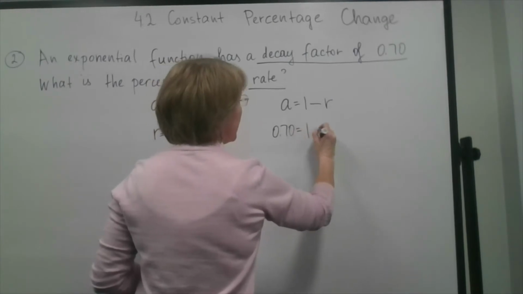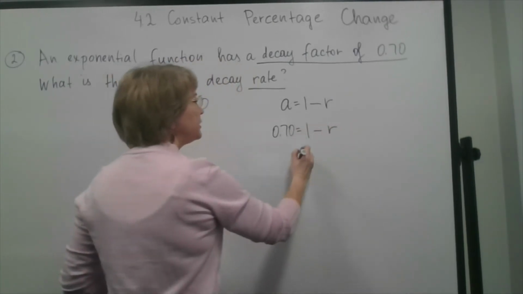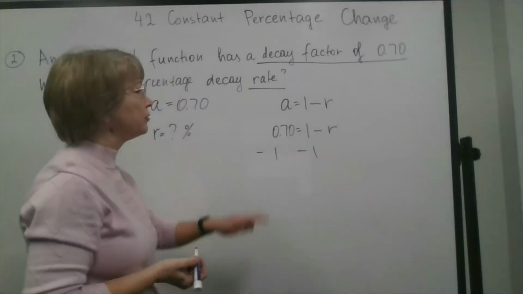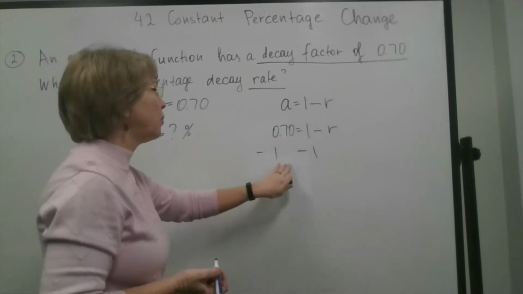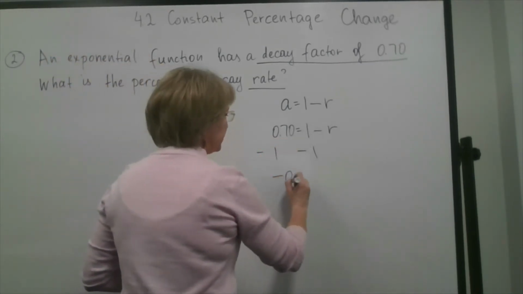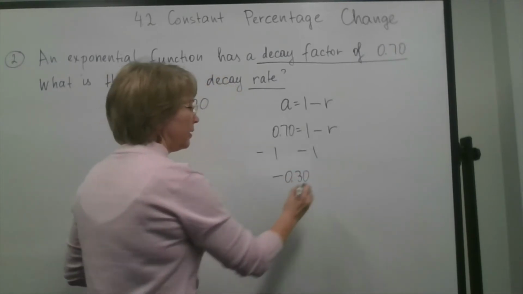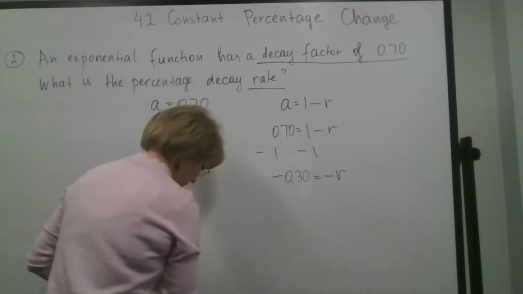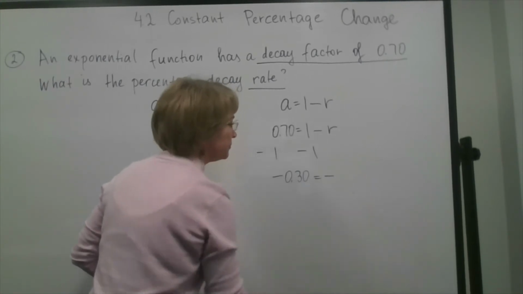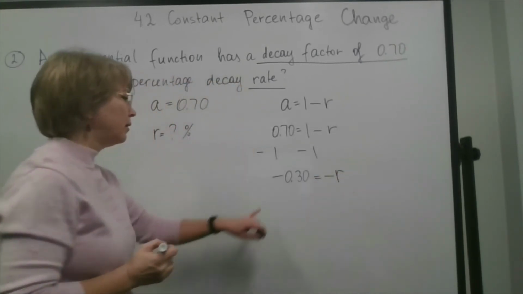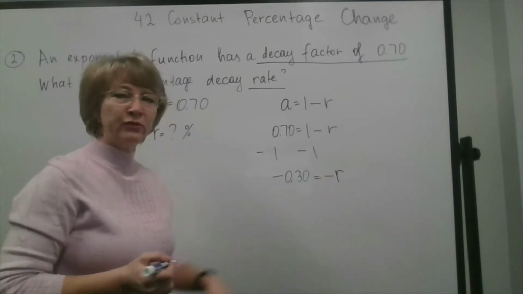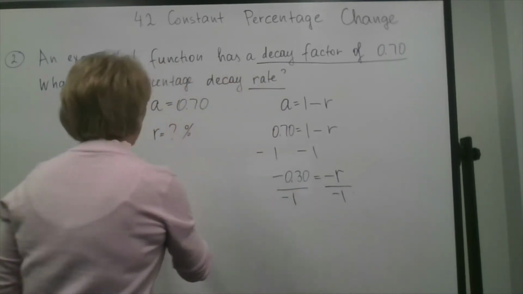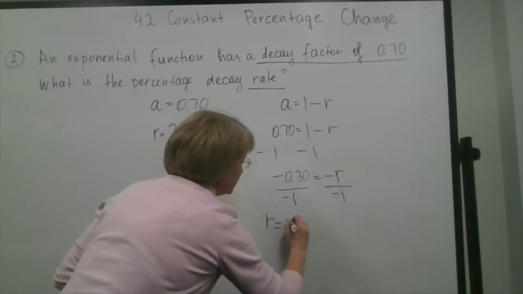0.70 is equal to 1 minus r. We will subtract 1 from both sides. It's a good idea to type it on a calculator. 0.70 minus 1 will be negative 0.30. Don't lose this negative sign. It has to be here in front of r. I'm sorry, this is my r, not the best one. We have two negative signs. We have to divide by negative 1. So your r in this case is 0.30.